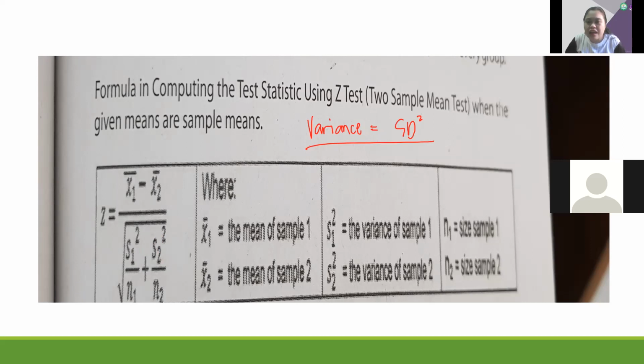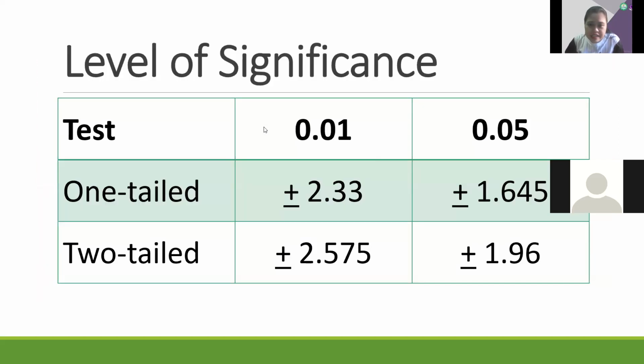And then the n there is for the sample size, how many respondents are in each group. Of course, the 1 and 2 represent group 1 and group 2. Okay, so please be familiar with our formula for the z-test. And we are going to use the same table as that of the one sample z-test. We still have here the one-tailed and the two-tailed. I hope you can still remember when we are going to use these.